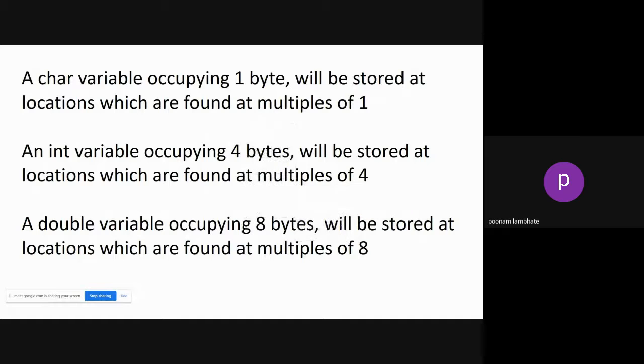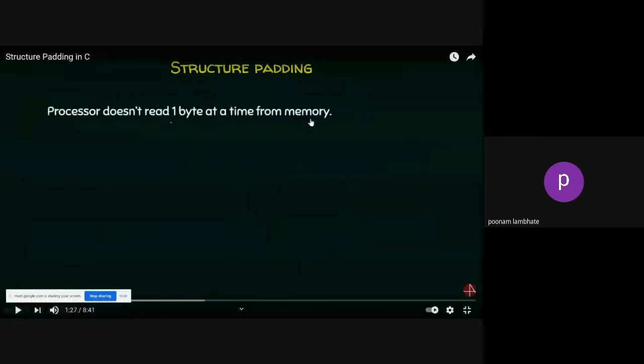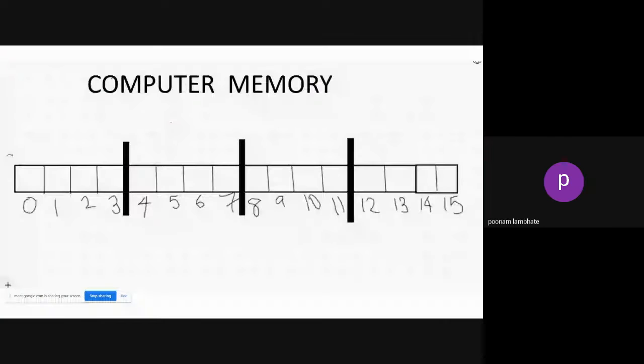See, a char variable will occupy 1 byte. We know that. So it will be stored at the locations. Okay, computer memory is linear. That means one after the other. Like this, linearly, you have different locations in your memory. This is one location, second location, third location, fourth location, and so on. You have many locations, one after the other, in your computer memory.